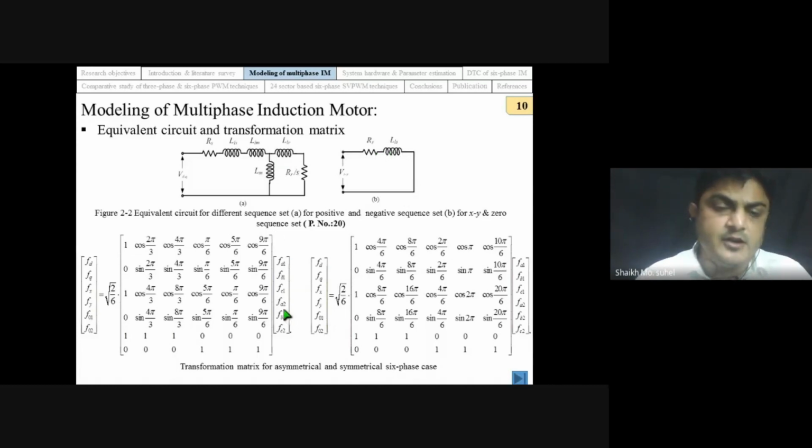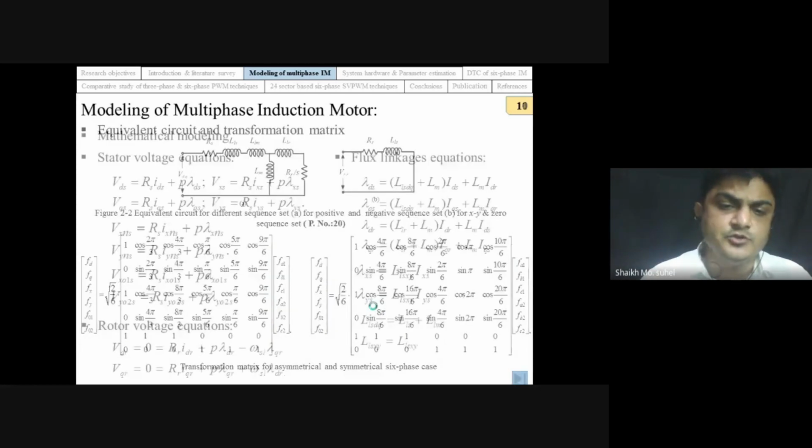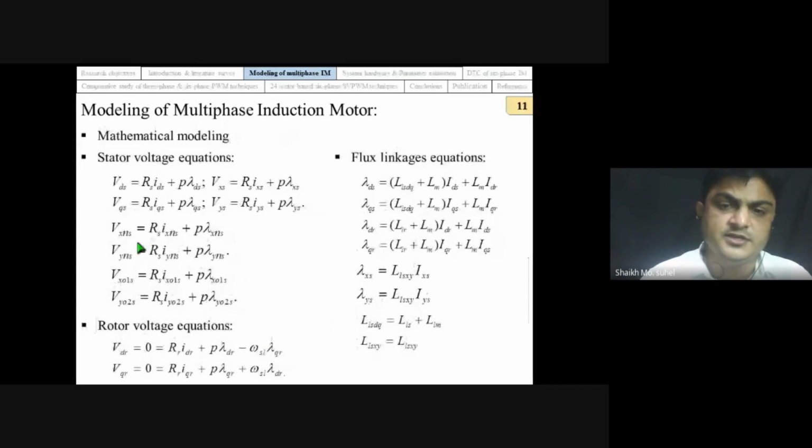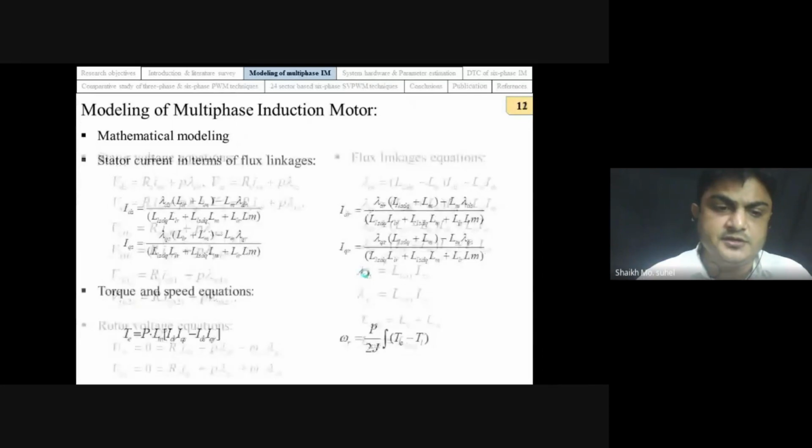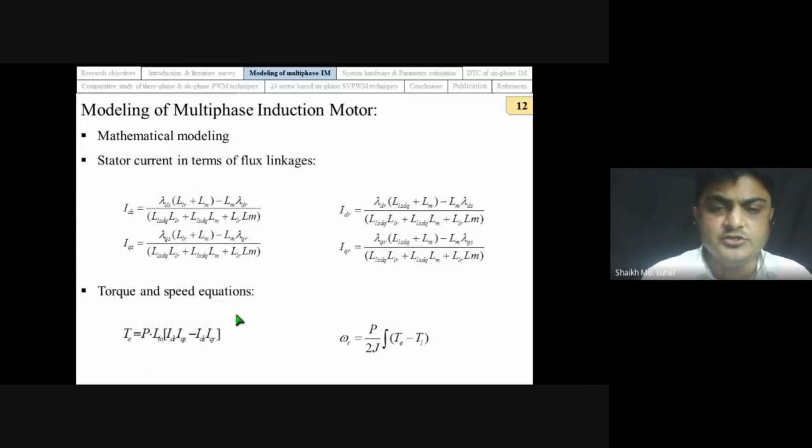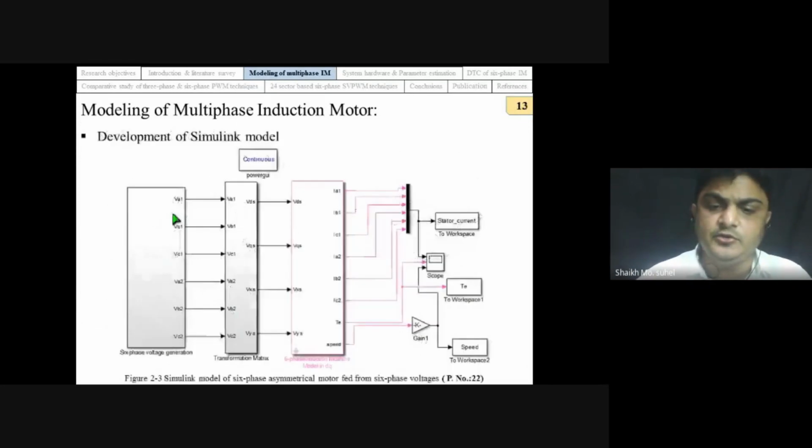Our ABC components are required to transform into DQ components, and that's why we have the Clarke and Park transformation. You can observe here the transformation matrix for asymmetrical and symmetrical cases. These are the modeling equations that we have utilized to develop the mathematical model: the voltage equation, flux equation, current equation, torque and speed equation. All these equations are ultimately utilized for the development of the six-phase mathematical model.